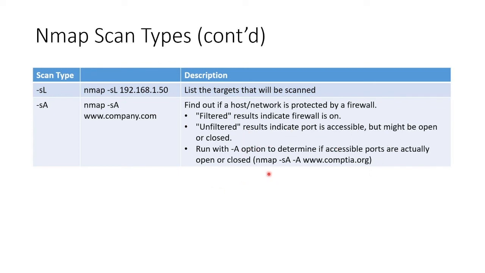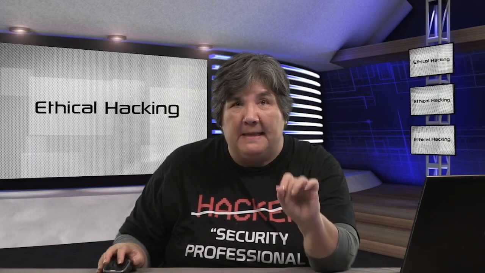So you use -A to determine if accessible ports are actually open or closed. Like for this example, nmap -sA, and then -A to determine if the ports are actually open or closed, and then after a target. So that's your basic scan types.